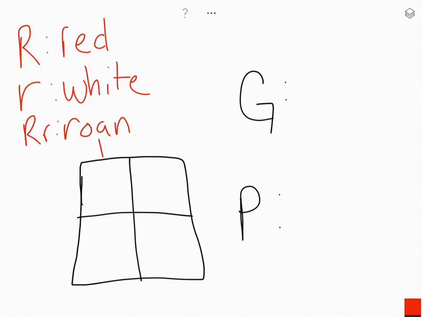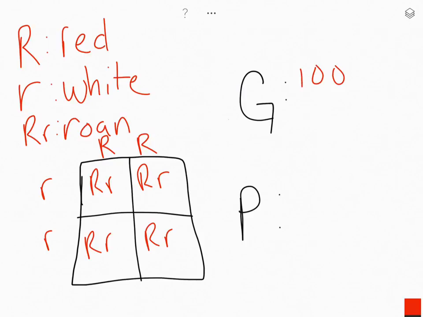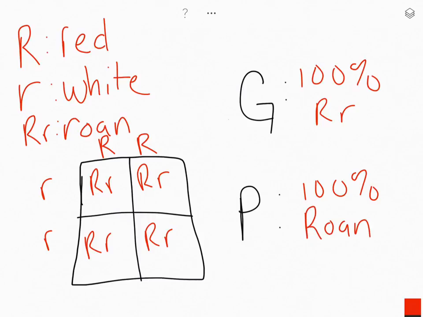Let's say that we had a horse who was red, so big R on both alleles, and a horse that was white, little r. If we cross those two with a Punnett square, big R, little r, big R, little r, big R, little r, and big R, little r gets filled into each square, which means that all of the genotypes, or 100%, are going to be big R, little r, which means our phenotype is going to be 100% of both alleles expressed, or a roan horse.